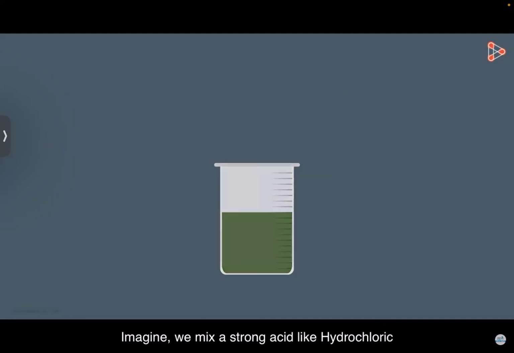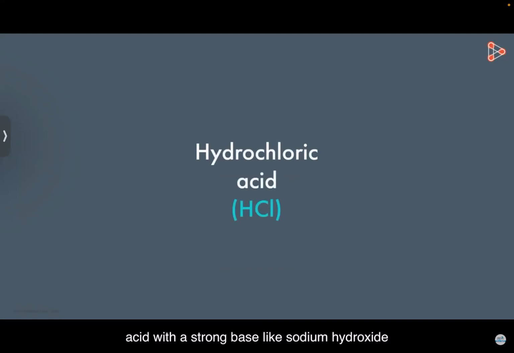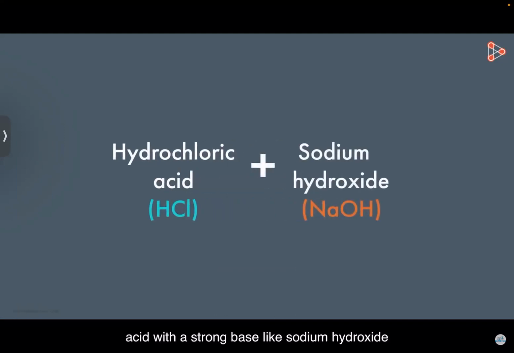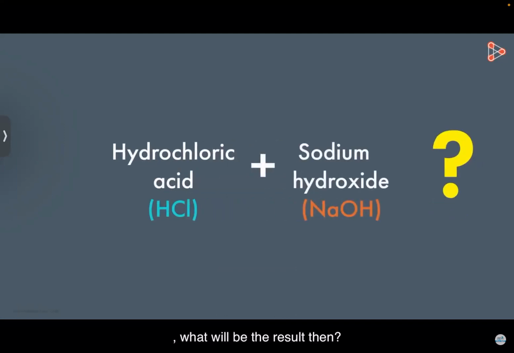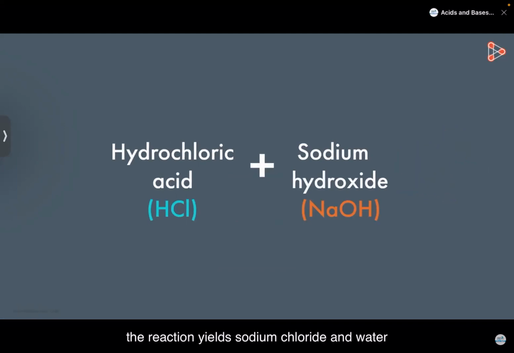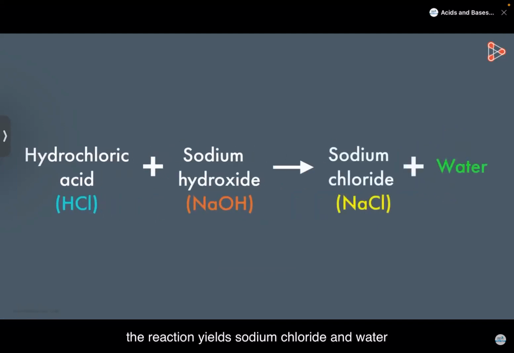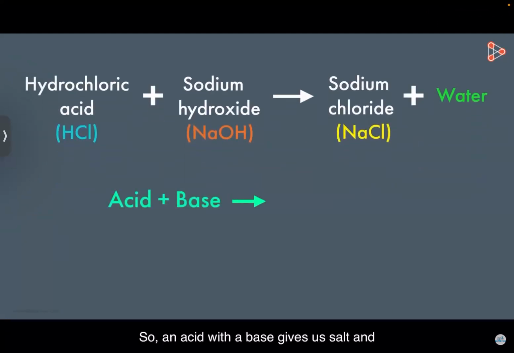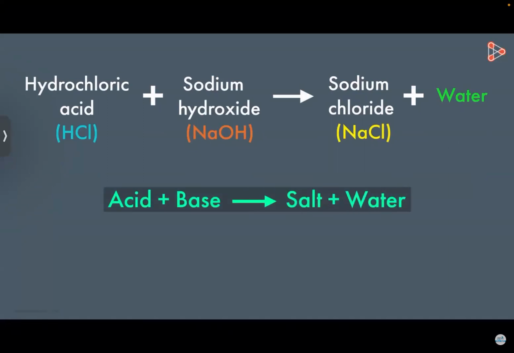Imagine we mix a strong acid like hydrochloric acid with a strong base like sodium hydroxide. What will be the result then? The reaction yields sodium chloride and water. Sodium chloride is the common salt used by us. So, an acid with a base gives us salt and water. This is a generalized reaction. Salts are the product of reaction between an acid and a base.